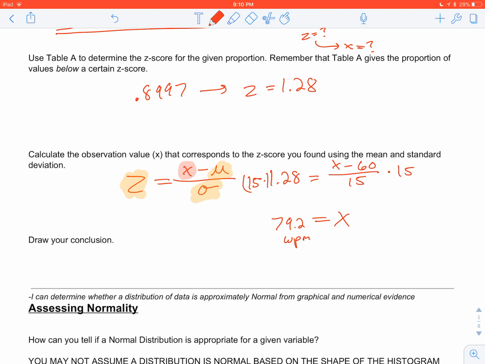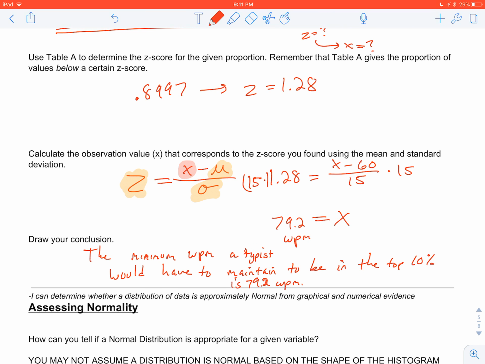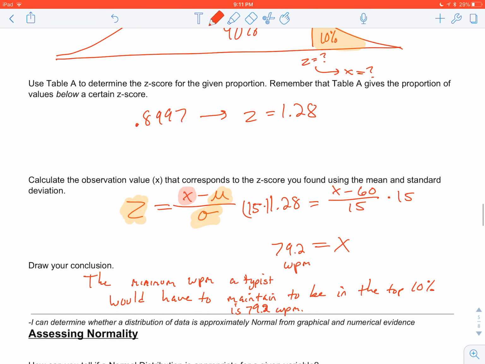X is going to be 79.2 words per minute. Or in terms of the actual conclusion, you would say the minimum words per minute a typist would have to maintain to be in the top 10% is 79.2 words per minute. And that's it for the conclusion, as long as you refer back to the context of the problem.